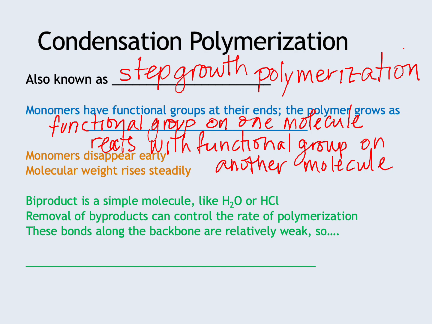The functional groups that are binding to one another aren't necessarily carbon. And so this backbone could be carbon and oxygen, could be carbon and nitrogen, it could be carbon and sulfur. These bonds are weaker than the carbon-carbon bond. And the reaction that forms this polymer is reversible. So condensation polymers can be broken down. They could be biodegradable, whereas the addition polymers cannot.